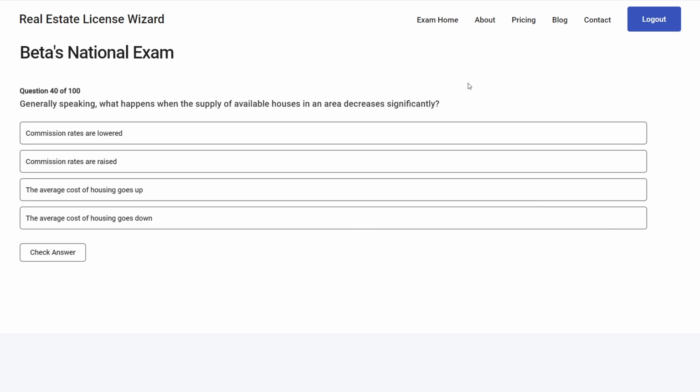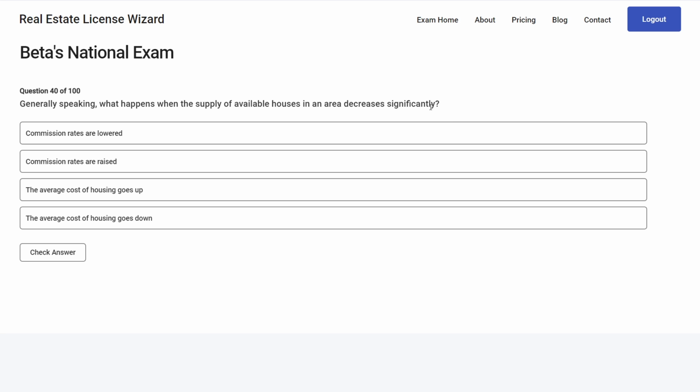All right, 40. Generally speaking, what happens when the supply of available houses in an area decreases significantly? Is it commission rates are lowered? Is it commission rates are raised? Is it the average cost of housing goes up? Or is it the average cost of housing goes down? All right, let me give you guys an opportunity to pause here, think it over, read it over again. Did you guys come up with it?